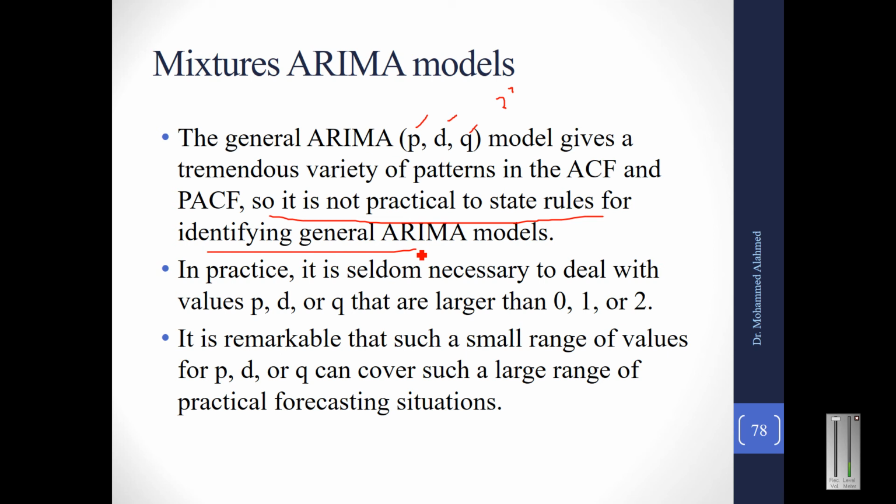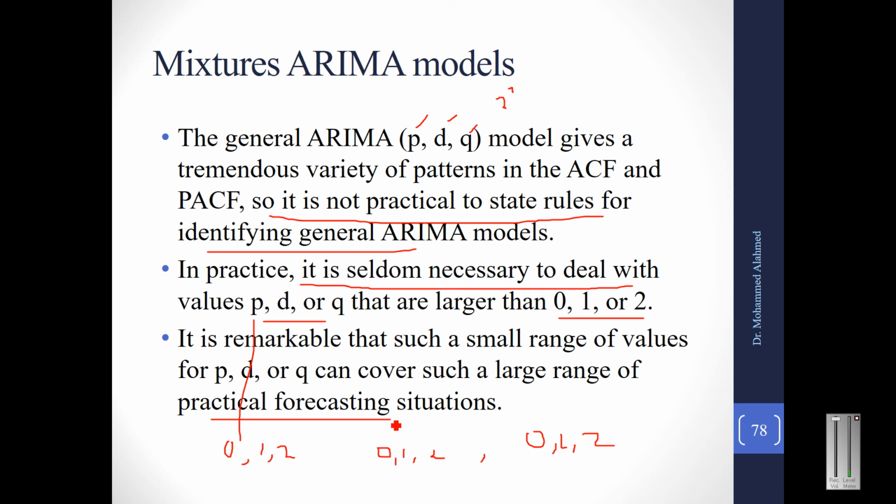Just by looking at the PACF, ACF, or the time series, you cannot identify what ARIMA model will be suitable. In practice, it is seldom necessary to deal with p, d, q larger than 0, 1 or 2. So p can be 0, 1 and 2. Difference can be 0, 1 and 2. Similarly, q can be 0, 1 and 2. It is remarkable that such a small range of values can cover such a large range of practical forecasting. This is the beauty of the ARIMA model.